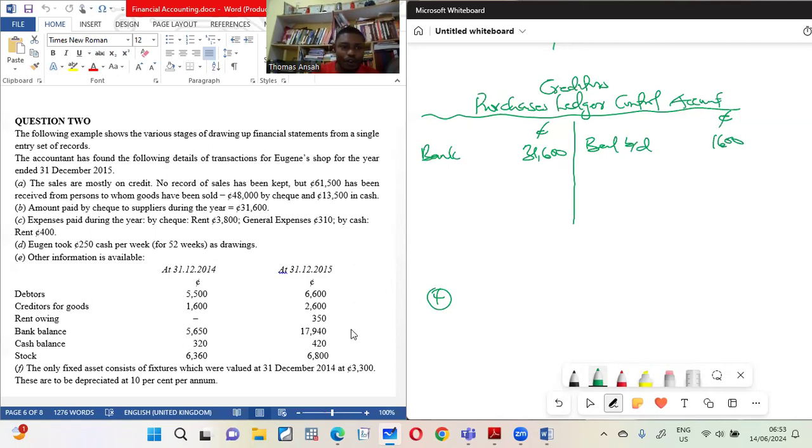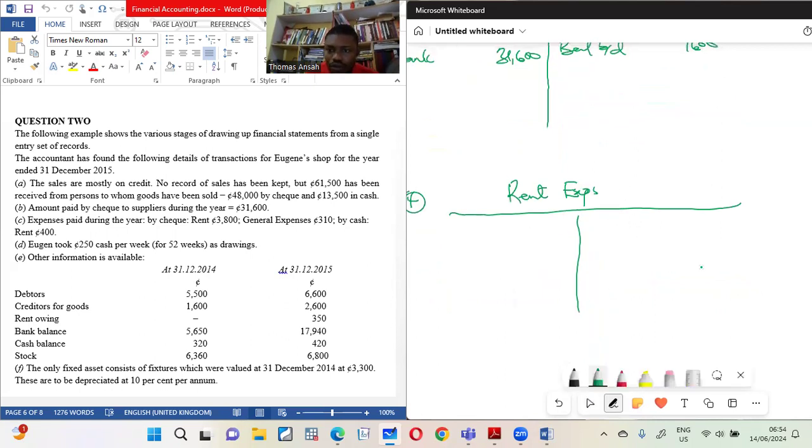So we will prepare an account for rent. The general expenses is only one, so we don't need to prepare any account for that. We just put it inside our P&L. So we have rent expense. So you prepare for rent expense too. All right. So now, what did we say about rent expense? We said prepaid brought down is here, right? Then owings carried down is here.